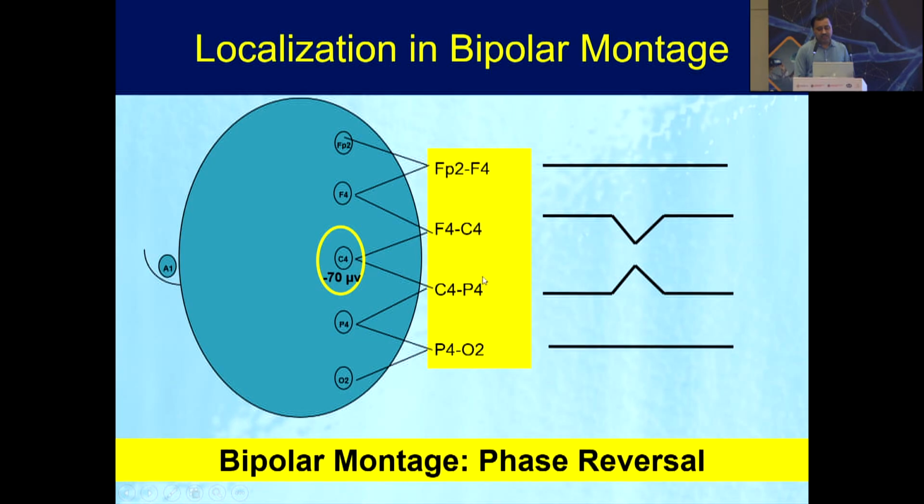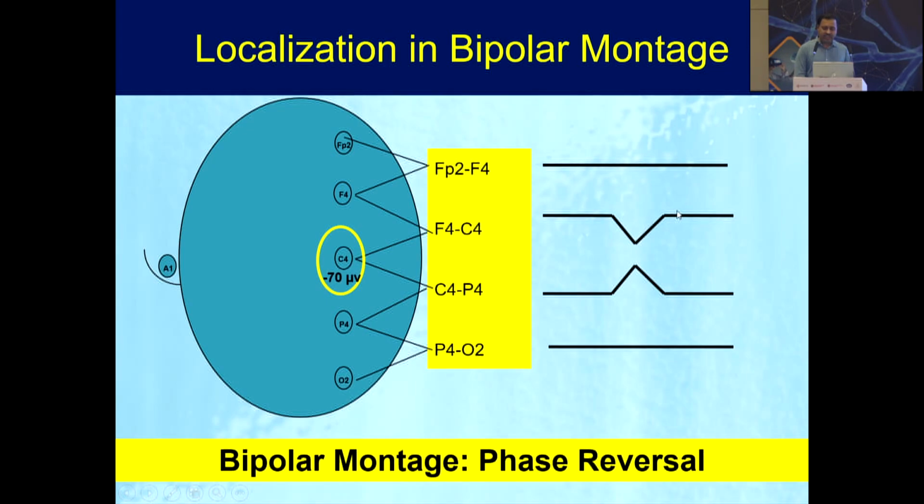What will happen in the C4-P4 channel? Because C4 is negative compared to P4, and input 1 is negative, it will produce an upward deflection. So in these adjacent channels, F4-C4 and C4-P4, here is a downward deflection, here is an upward deflection: positive polarity, negative polarity, positive phase, negative phase. So in these nearby channels, there is a reversal of the phase from positive to negative, and that is known as phase reversal.